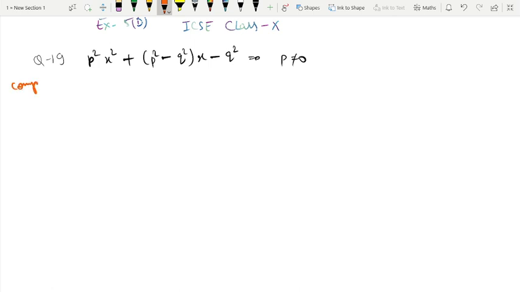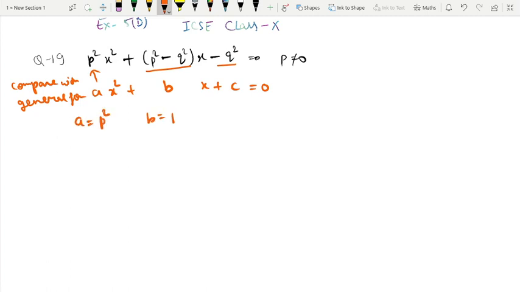Compare with the general form, that is ax square plus bx plus c equal to 0. So we can simply say a is our p square, b is our p square minus q square, and c is our minus q square. So write down a is equal to p square, b is equal to p square minus q square, and c is equal to minus q square.